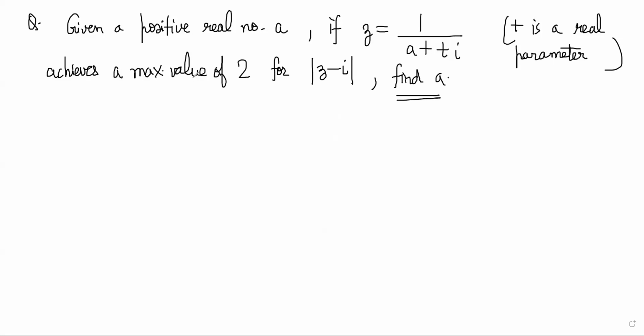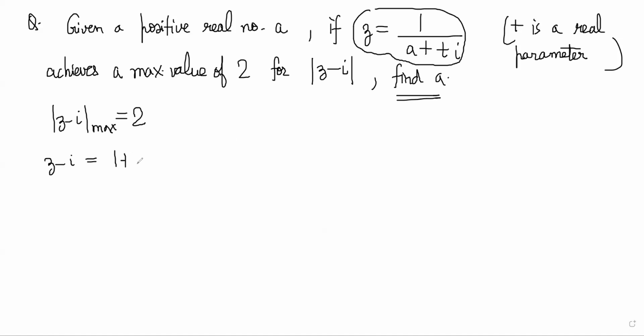So what he is saying in the problem is that the maximum value of mod of Z minus i is 2. So let's think about that. We have mod of Z minus i's maximum value equal to 2, and Z is basically this. So we have to find A from there. Let's calculate Z minus i here.